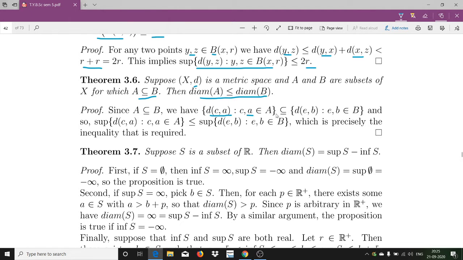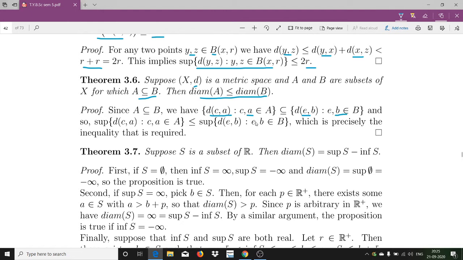Therefore, this set will be a subset of D(e, b), where e and b belong to B. That means in this latter set, I have considered the distance between every two points of B. So this set D(c, a), where c and a belong to A, is a subset of D(e, b), where e and b belong to B, and therefore the supremum of the first set is less than or equal to the supremum of the next set.